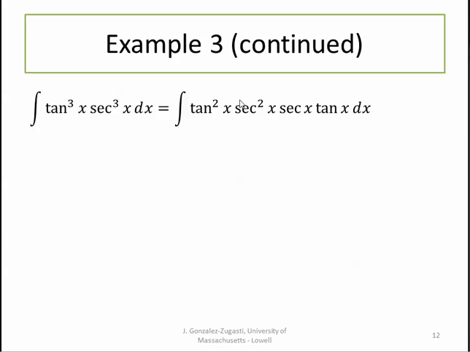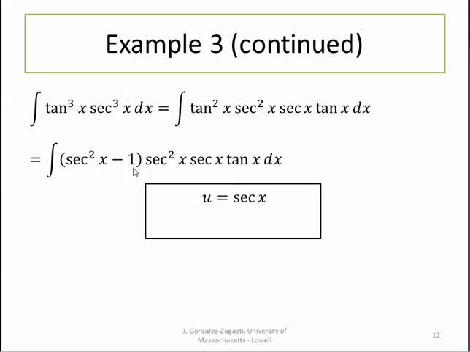So here I've peeled off one power of secant and one power of tangent. So now my powers of tangent are even. I rewrite those in terms of secant using the Pythagorean identity. I make my substitution of u equals secant x. That tells me du is equal to secant x tangent x dx. I make my substitution in, and I get that my integral is equal to the integral of u squared minus 1 times u squared du.